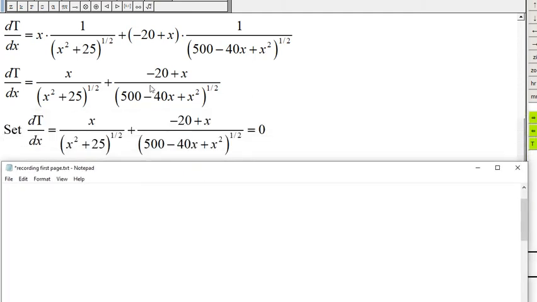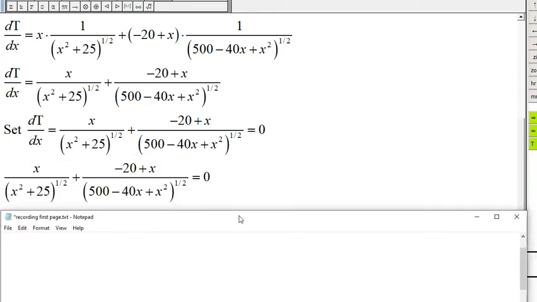And so this is the derivative of the total wire length. And now we need to set the derivative equal to 0 and then solve this equation right here for x. And so here we set it equal to 0.